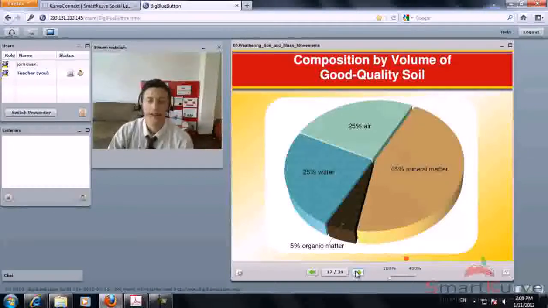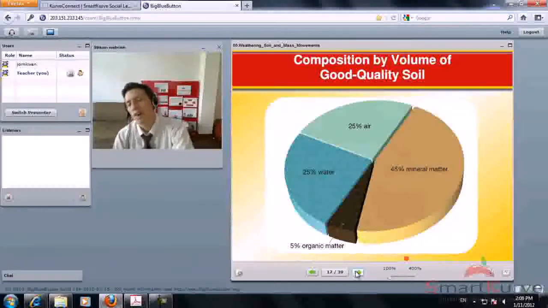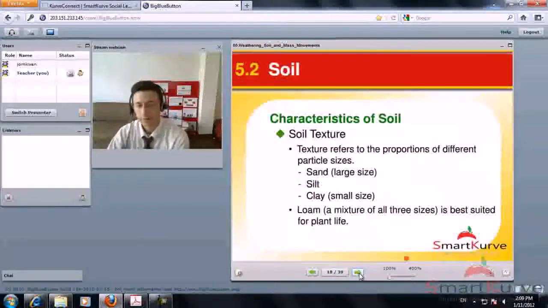On slide 17, you can see that the largest portion of good soil is mineral matter. So good soil is made up of about 45% mineral matter with a good amount of air and water, and then a small amount of that humus, the organic matter. Now, when we look at soil, we describe it by its texture. Texture is the proportions of different particle sizes.